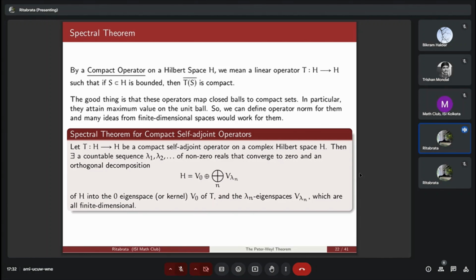So there is a countable sequence lambda_1, lambda_2 of non-zero reals, so that we can decompose the Hilbert space H as a direct sum of the eigenspaces of the operator. In particular, T is diagonalizable. Here the lambda_n are eigenvalues of T, and as n goes to infinity, these lambda_n go to 0. This is the spectral theorem for compact self-adjoint operators. This statement is not very difficult to understand, so I'll move to the next slide.